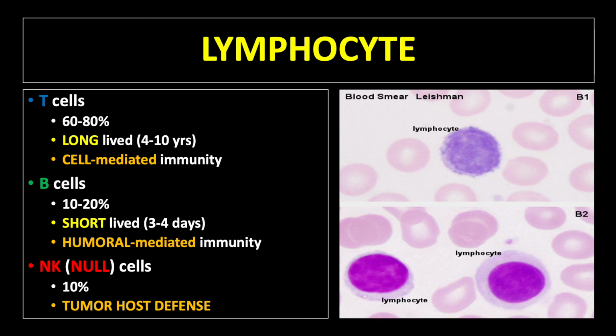And then we have the B cells or B lymphocyte, which is the second most abundant, comprising 10 to 20%. They are short-lived, 3 to 4 days only. And then they are responsible for humoral-mediated immunity. And then we have the NK or the null cells, which comprise 10%, which is responsible for the tumor host defense. So this is used for the immunosurveillance in the body. So if ever may mga cancer cells, they are the one who will first respond to it.